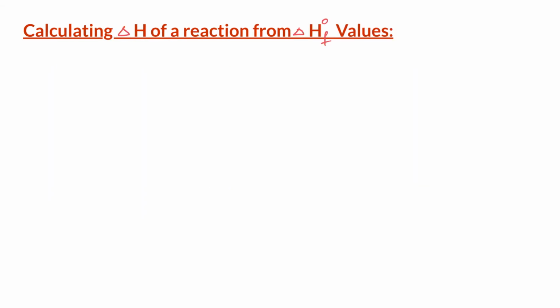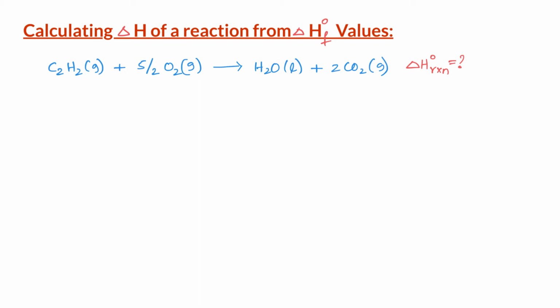Now that we know how to write the formation reaction for various substances, we will learn how to use the tabulated standard enthalpy of formation values to calculate the enthalpy change of any given reaction that may or may not occur in the lab. For example, let us consider the following reaction, and we would like to determine the enthalpy change of this reaction without using a calorimeter or doing any sort of experiment. Let us see how we can do that.